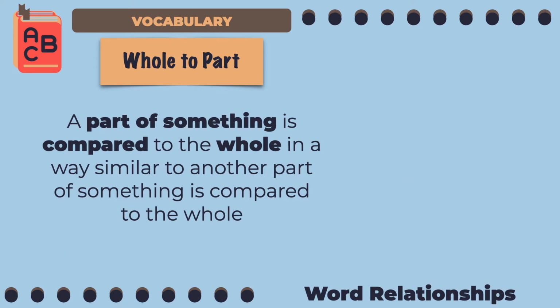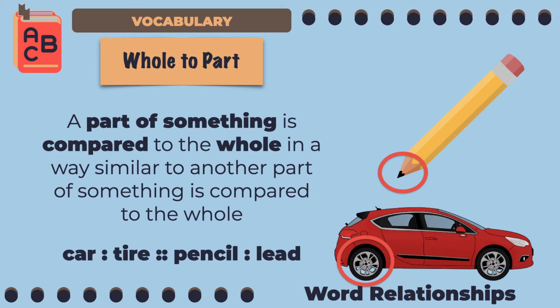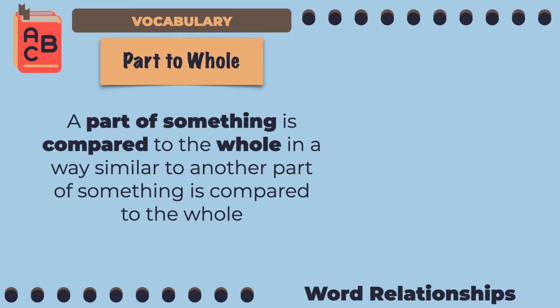Let's have another example of whole to part relationship. Here we have a car. A part of it is its tire. The second half of the analogy is the pencil as the whole object, and its lead as its part. In writing, we have car is to tire as pencil is to lead. The first 2 examples are all whole to part relationships as the whole object was mentioned first before its part.